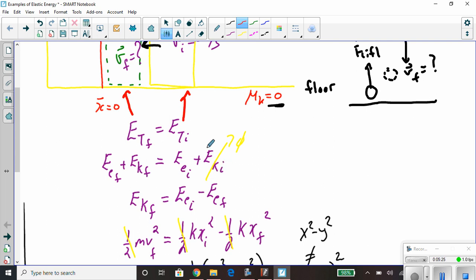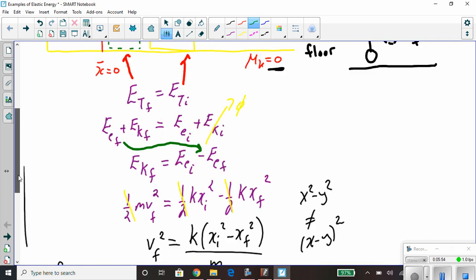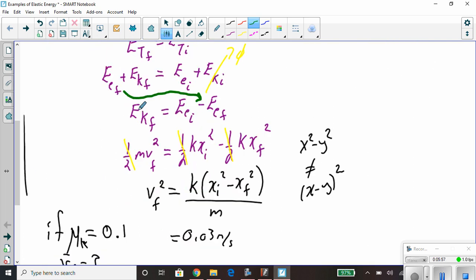But was it moving at the beginning? No, it wasn't moving at the beginning. Okay, so it had no kinetic energy at all at the beginning. So that term is eliminated, all right? And we want to find out how fast it's moving at the end. So what we're going to do is take this term here and bring it to the other side, but it becomes negative. So this equation becomes energy kinetic final is equal to energy elastic potential initial minus energy elastic potential final.